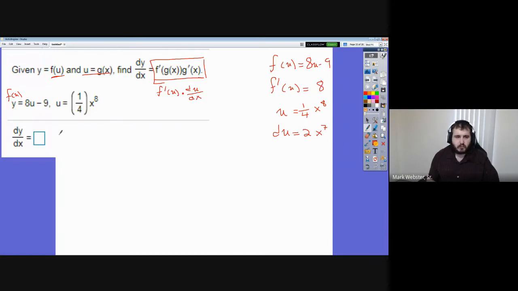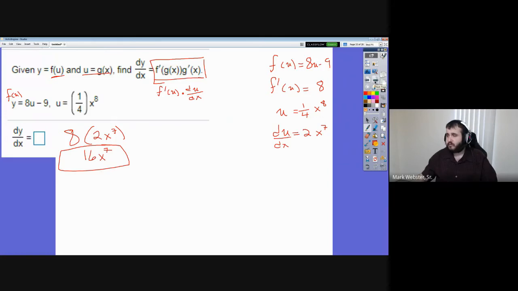F prime of u times du dx. And what we can do here is simplify this because you've got 8 times 2 is 16, right? And that's my answer. So once again, they've broken it up for you in these. In some of the subsequent ones, they won't. And that's okay. You can either do it yourself or you can skip straight to the chase, like what I was talking about earlier. So let's look at the next one.